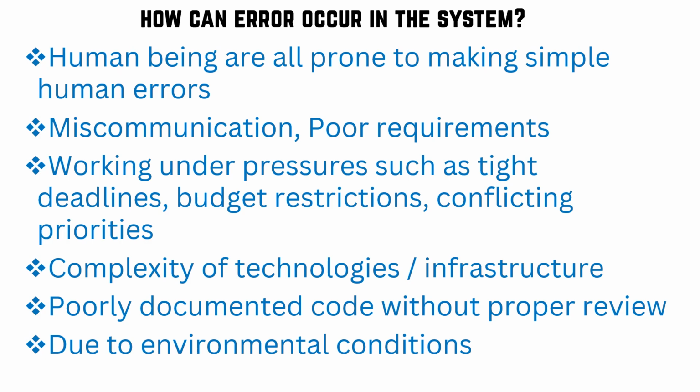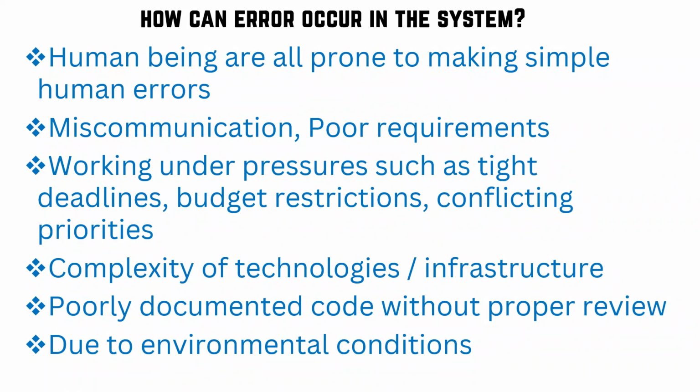How can error occur in the systems? We are all human beings, and we can make simple mistakes. Human beings are all prone to making simple human errors. So that is the way we can produce an error. Miscommunication, poor requirements, where there are a lot of people working on a particular software but a communication gap is there, or requirements are not properly documented, right? Sometimes you are not having a proper clarification session for the requirement, and without properly understanding the requirement, you are trying to develop the code or test it also, right? So that is how error can occur in the system.